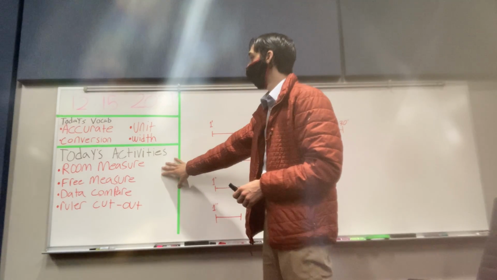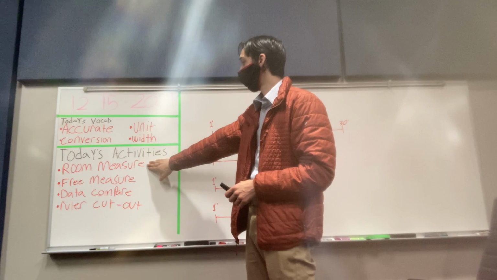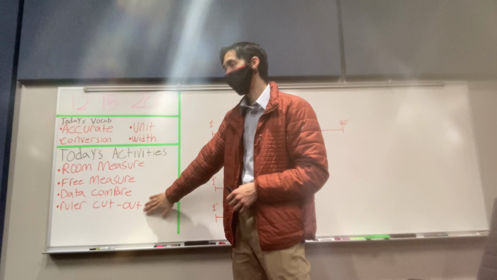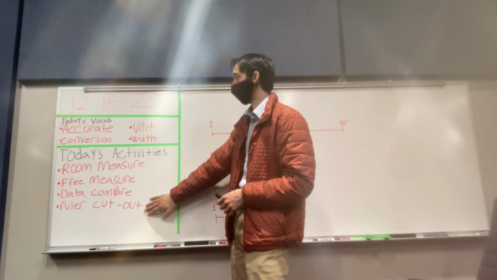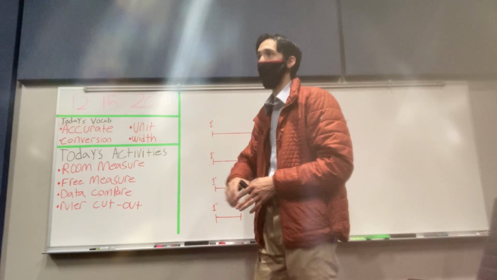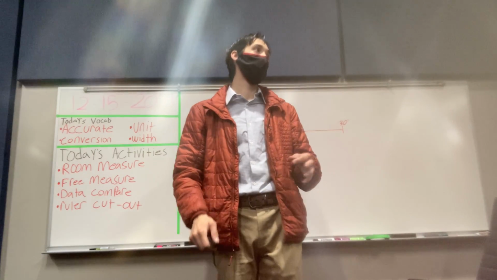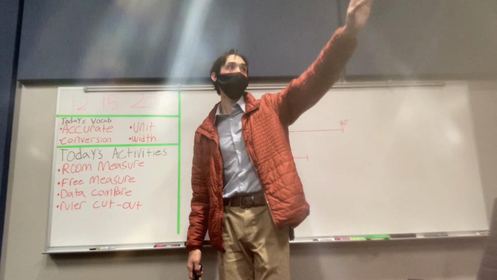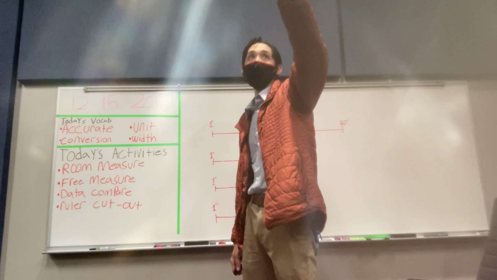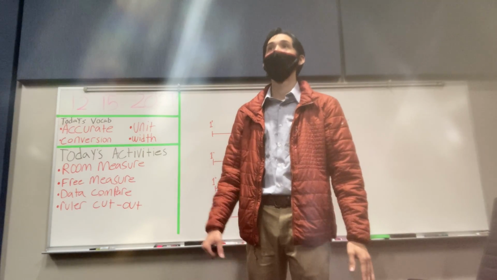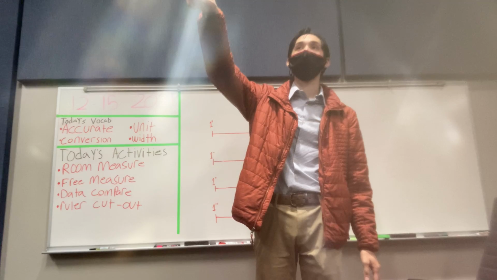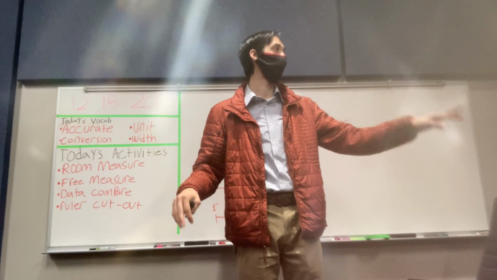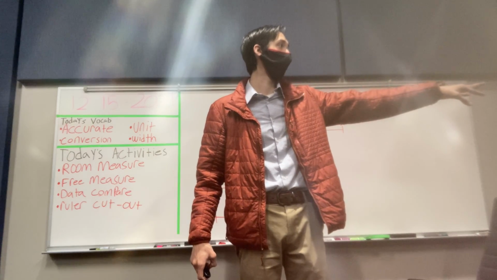Today's activities. Today we'll be doing the room measure, followed by the free measure, followed by the data compare, and then the ruler cutout. So what that basically means is for our room measure, we're going to go around the room and I have stations set up where we will measure certain items, okay? So we have our window measure over there, we have our word measure over there in the back of the room, and then on the back right we have our door measure, and we have a few table measures around the room. Over here we have our podium measure right here to the left.